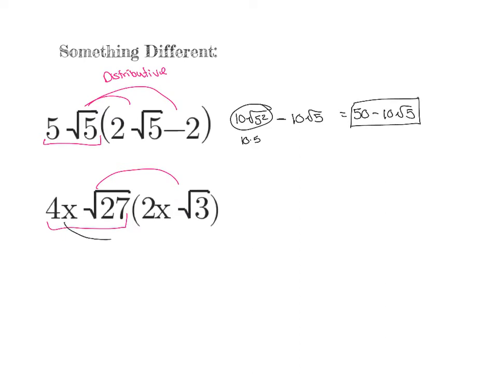On this one, we multiply the 4x and the 2x, and we get 8x squared. And then the square root of 27 times 3 is 81. And then we can simplify because this is 9. So we're doing 8 times 9, which is 72x squared. And so that's our final answer for this problem.